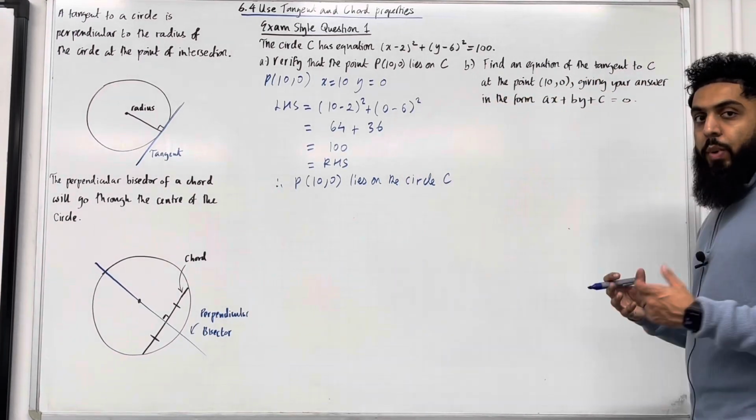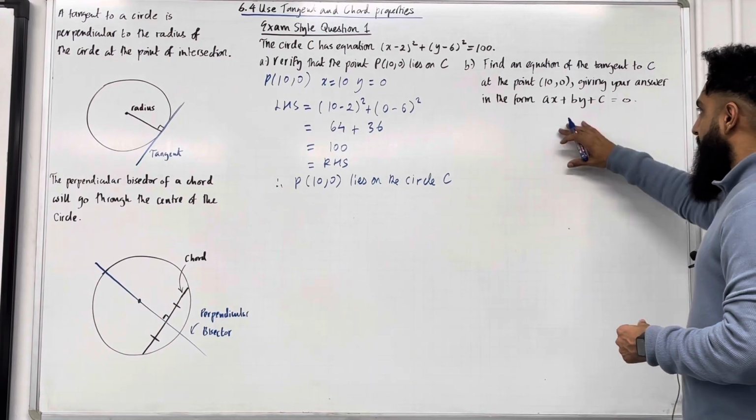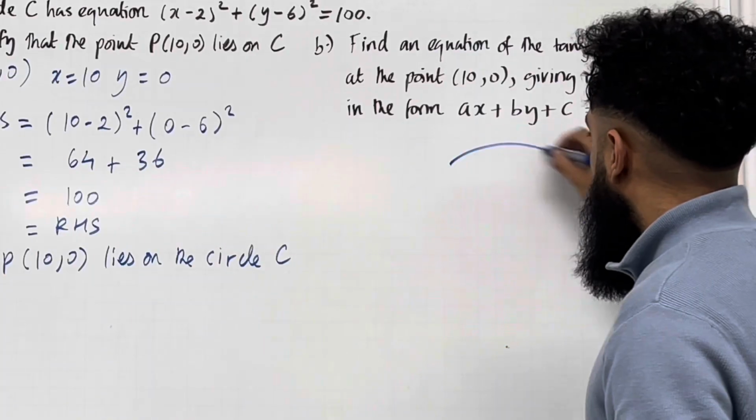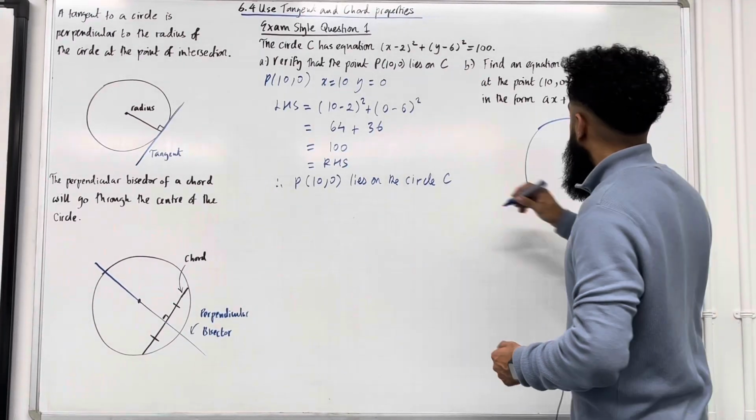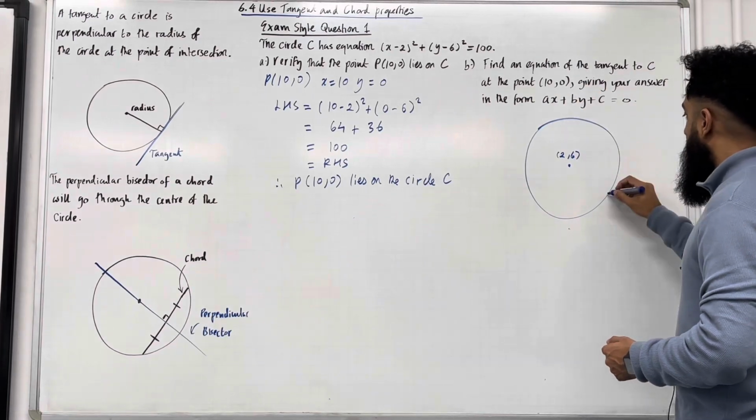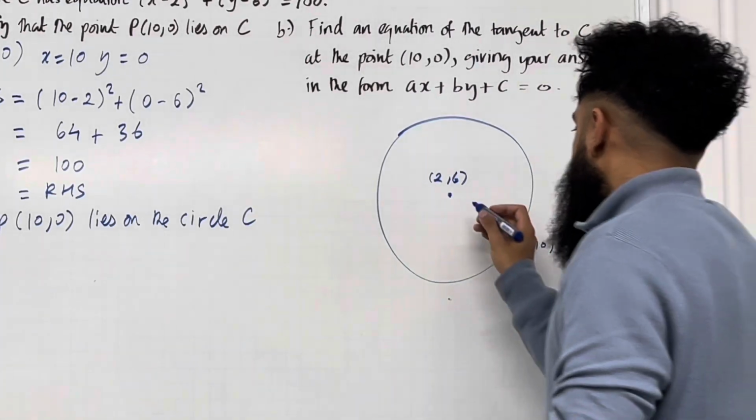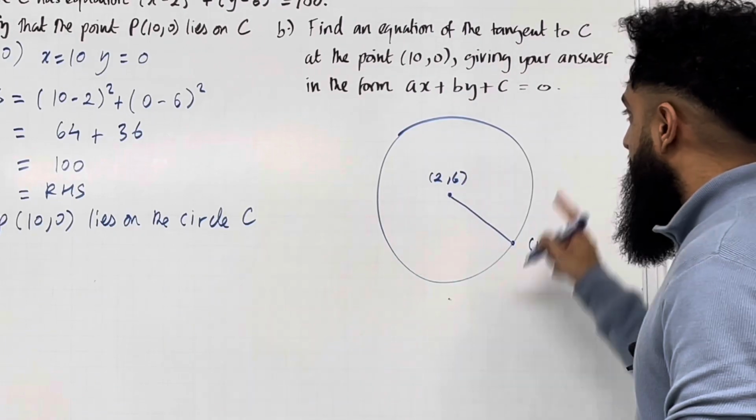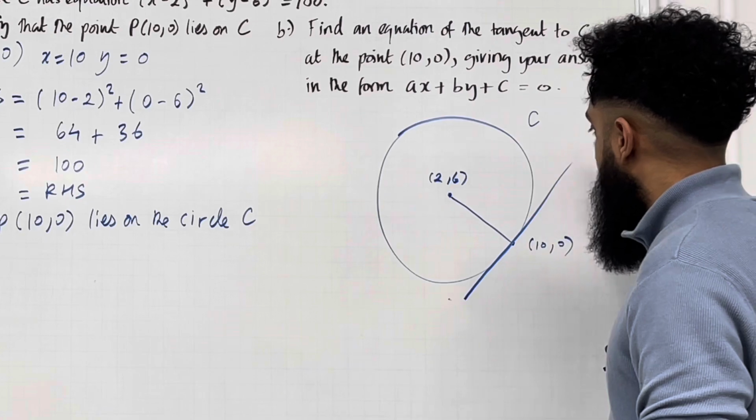Part B, find an equation of the tangent to C at the point 10, 0, giving your answer in the form ax plus by plus c equal to 0. So I'm going to draw a diagram. I've got a circle. The circle has a center of 2 and 6. And the point 10, 0 will be roughly over here. This is my radius. I want to work out the equation of the tangent to the circle C at the point 10, 0. So my tangent looks something like this.